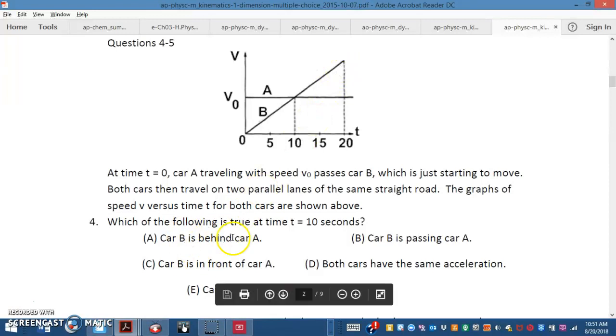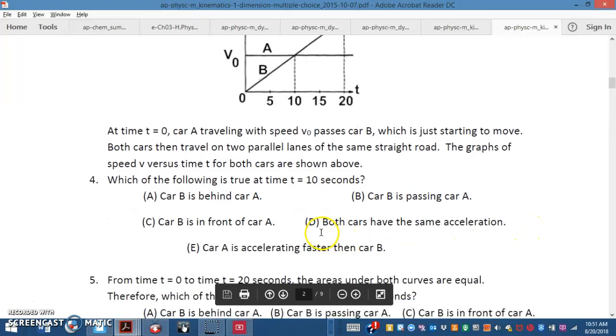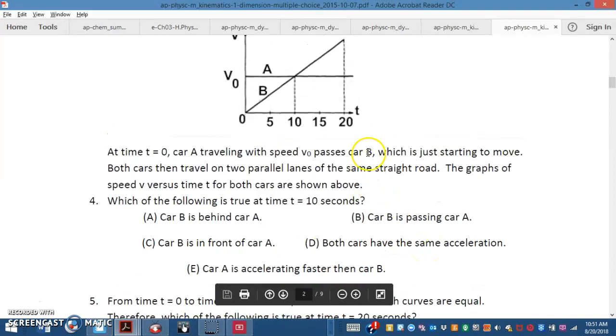So, which one of those statements is true? Well, if you read carefully, you see that they are stating car B is behind car A, in front, passing. So obviously, at least for A, B, and C, they are talking about positions, right? Whereas for D, they are talking about the same accelerations, and E is also talking about acceleration. So let's see how you approach those kinds of problems.